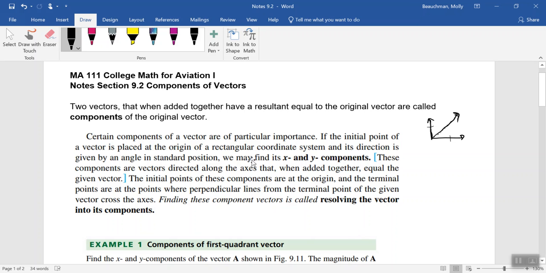So certain components of a vector are of particular importance. And we're going to take our vectors and put them on the xy plane. If the initial point of a vector is placed at the origin of a rectangular coordinate system, and its direction is given by an angle in standard position, we may find its x and y components. These components are vectors directed along the axes that, when added together, equal the given vector. The initial points of these components are at the origin, and the terminal points are at the points where perpendicular lines from the terminal point of the given vector cross the axes. Finding these component vectors is called resolving the vector into its components.